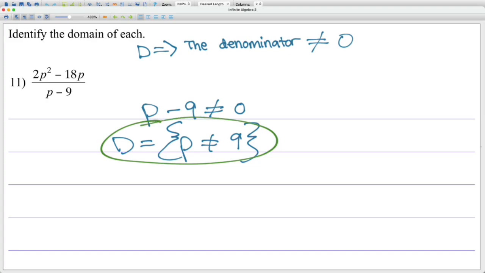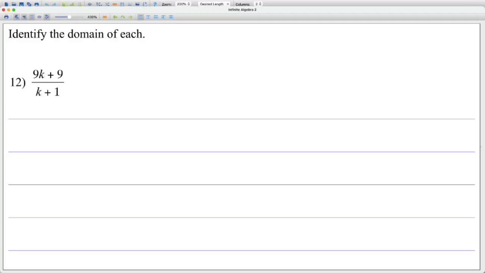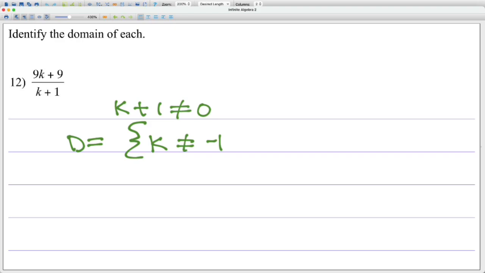Let's do the next one. This is number 12, correct? Are we ready to move to 12? Have we written everything down for 11? I don't want to go too fast. All right. It's a fraction, correct? What cannot happen with a fraction? Have a 0 as the denominator. So that means that k plus 1 cannot equal 0, correct? So what is k? k cannot equal -1. That is the domain, with the crazy braces.